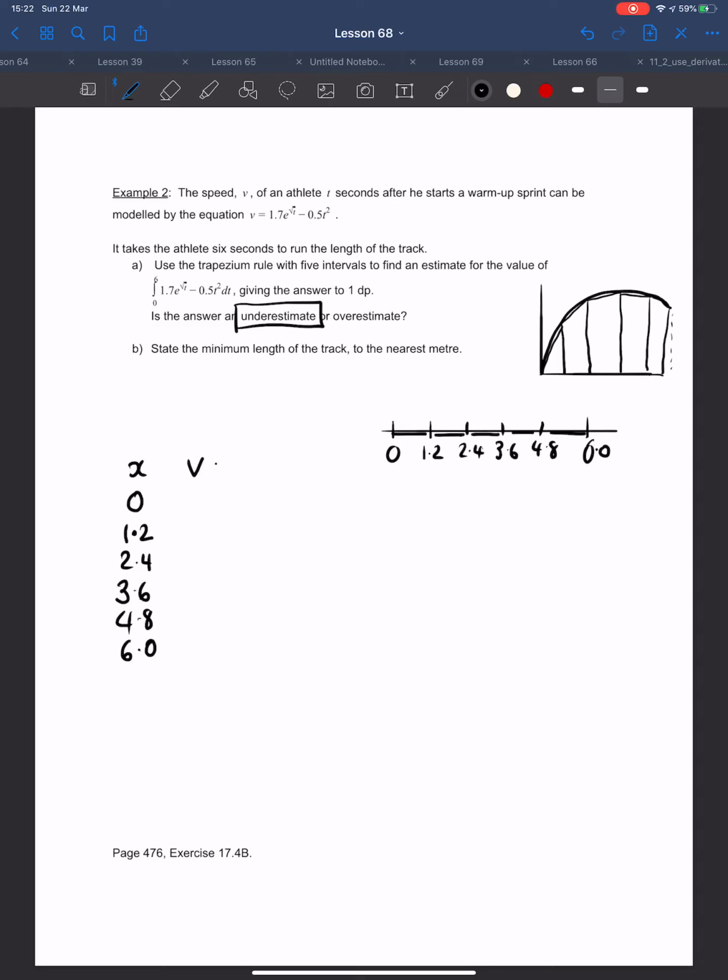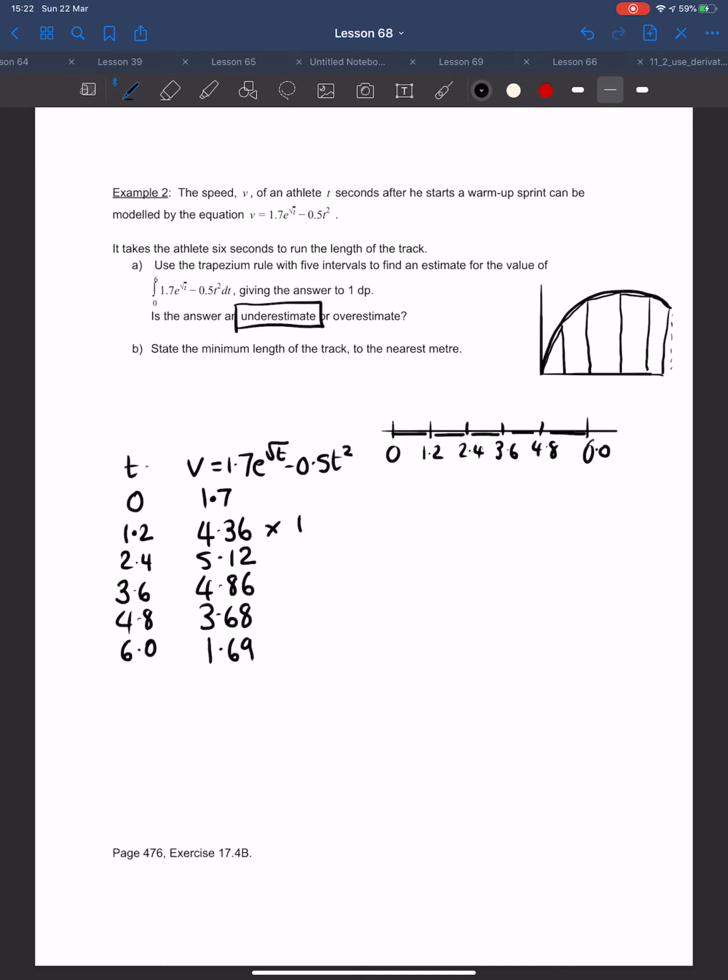So the v, which is 1.7 e to the root t minus 0.5 t squared. So these are t's, not x's. Okay, and again they've got these in the book. So that's 1.7, 4.36. So basically we're substituting these values of t into here. 4.36, 5.12, 4.86, 3.68 and 1.69.